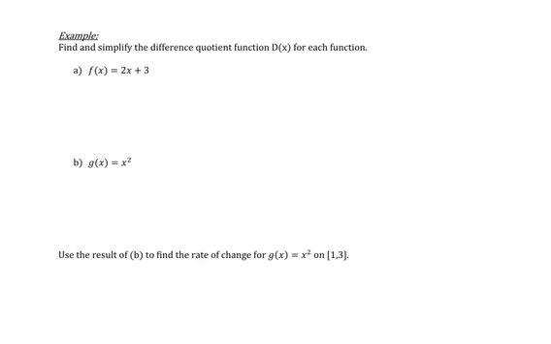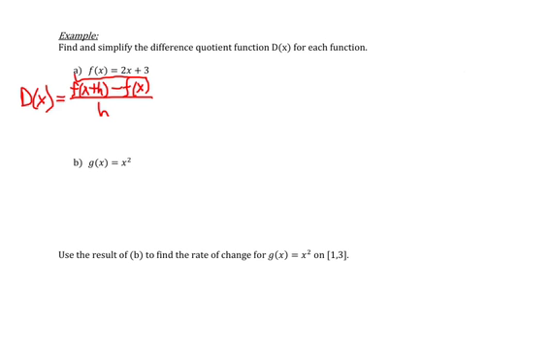Now, to use the difference quotient, let's try it out here. Suppose we have a function f of x equals 2x plus 3. So our difference quotient, we'll call it d of x, is going to give us f of x plus h minus f of x, all over h. Notice we don't have a specific interval, because this is a general formula for any interval.